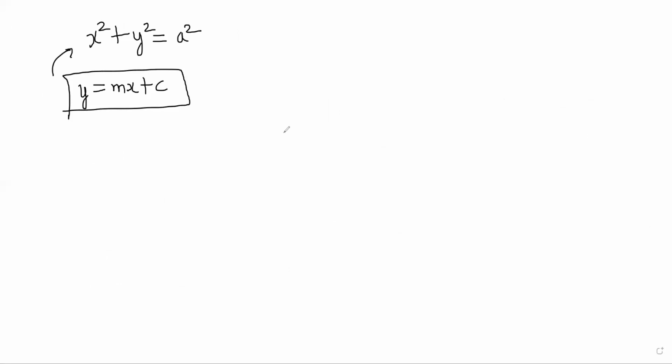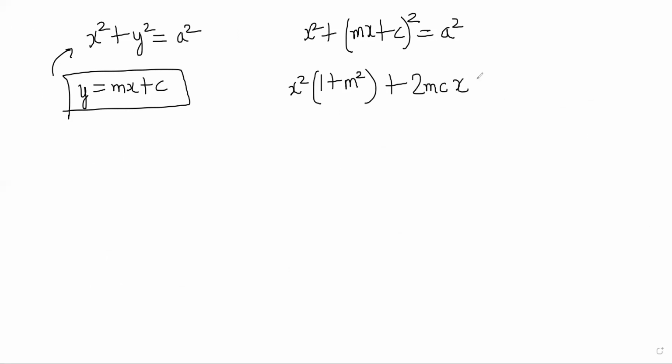So our approach is basically solving it. So x square plus y square is equal to a square, and let's say y is equal to mx plus c. So I can take this value and put it in this equation. What I will get is x square plus (mx plus c) whole square is equal to a square. So it will become x square (1 plus m square) plus 2mcx plus c square minus a square is equal to 0, right?